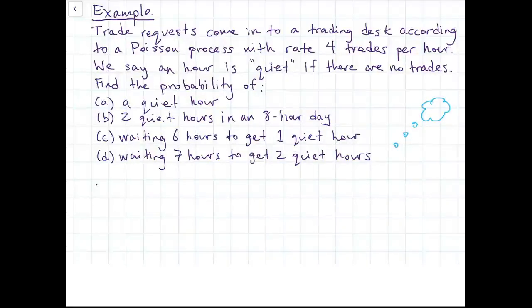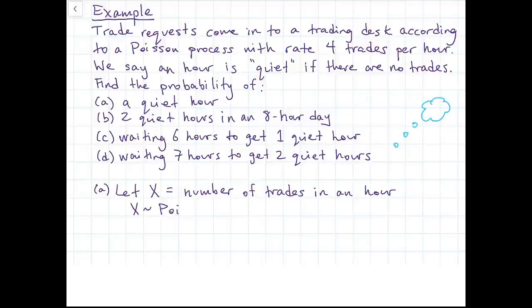All right, let's give it a try. So for the first part, we're going to let X equal the number of trades that occur in a 1-hour period. And obviously, because of the way we've defined this process, X is going to have a Poisson distribution. It's literally the number of events in a 1-hour period in a Poisson process with rate 4. So that's a Poisson distribution with parameter equal to 4 times 1, which is 4. And then we want to think about what we want. So for part A, the probability of a quiet hour is the probability that X is equal to 0.